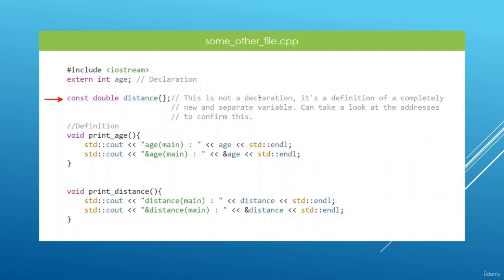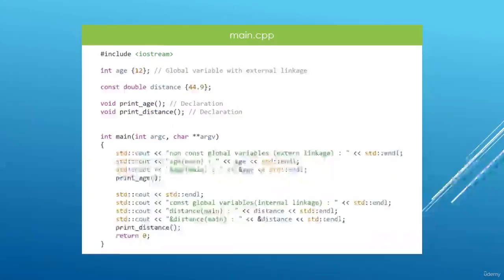This is not a declaration. This is a definition of a completely new and different variable, and it's going to be living in a different memory location. So if we try and print it out here and see its address, we're going to see that what we see in this translation unit is different from what we have in the main function here. And we had a chance to look at that in the last lecture.